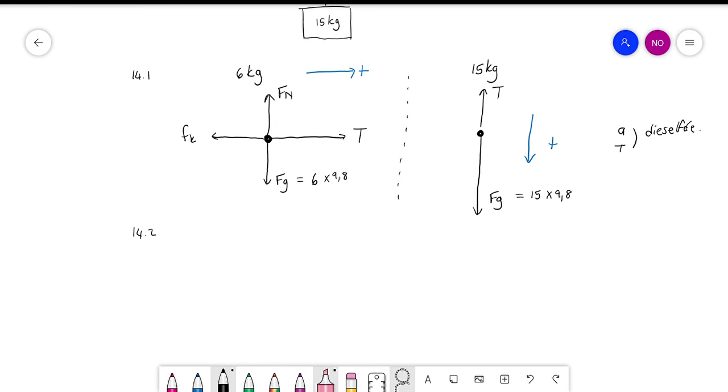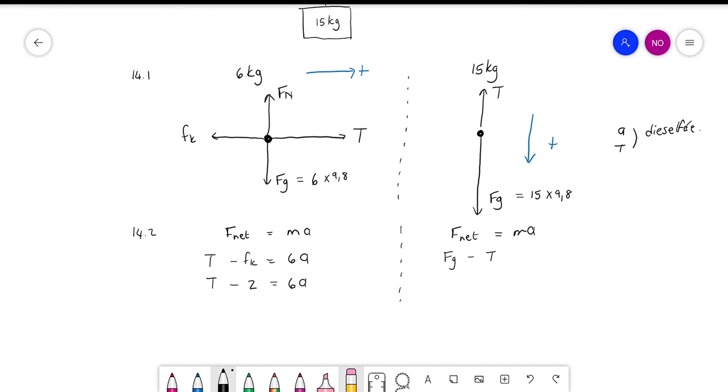So as ek hom nou gaan opstel, gaan ek sê F net is gelyk aan M maal A. So it's T minus friction. Wat het ek nou gedoen? T minus frictional force is equal to 6 times A. En ons gaan hom nou verder gaan manipuleer daar. T minus 2 is gelyk aan 6A. En dan aan hierdie kant het ek F net is gelyk aan M maal A. En ons gaan net sê Fg minus die spanning in die toutjie.